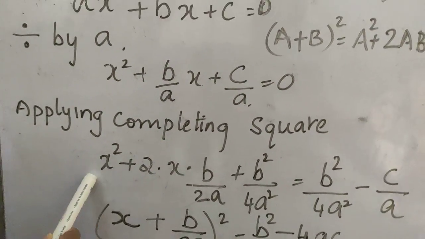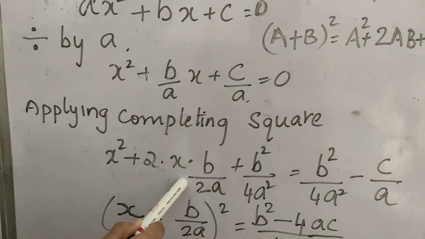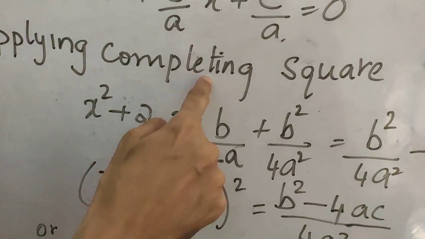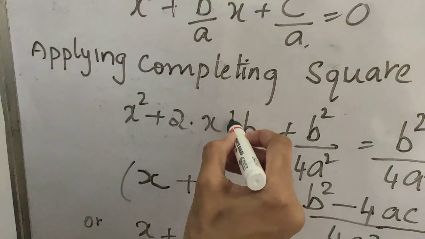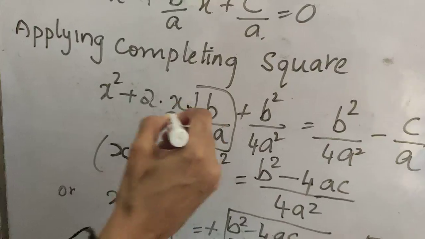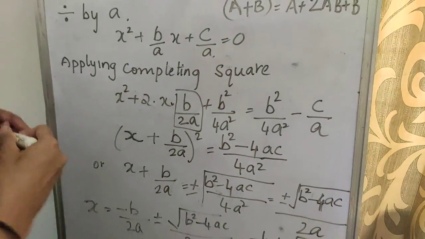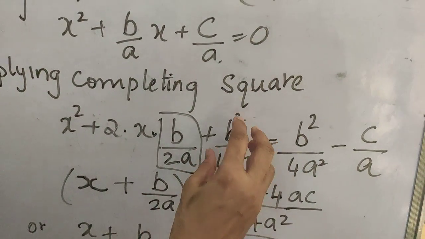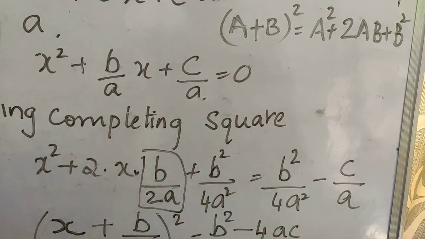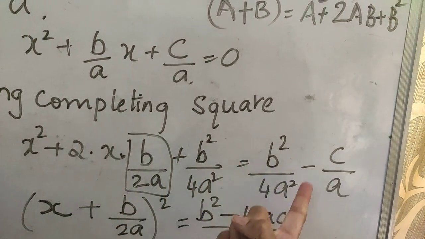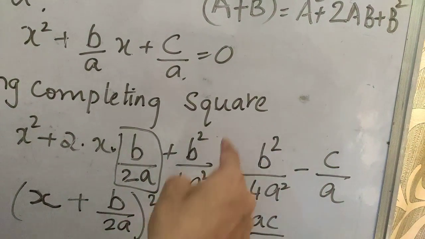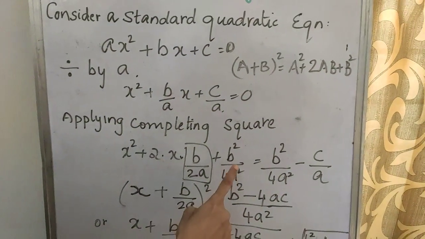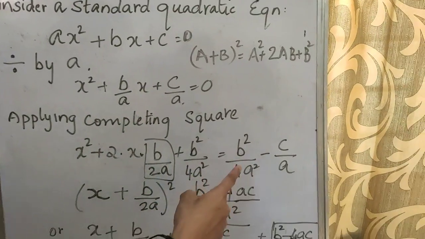Now I got a square and 2ab. I need a b square term. So look at the b term here. This b by 2a is the b term, so I need the square of that. What is b by 2a the whole square? It is b square by 4a square. So I am including a term b square by 4a square. Now if I include it in the RHS also, it is as good as cancellation and we get back the original equation. So I have put it in both sides of the equation.